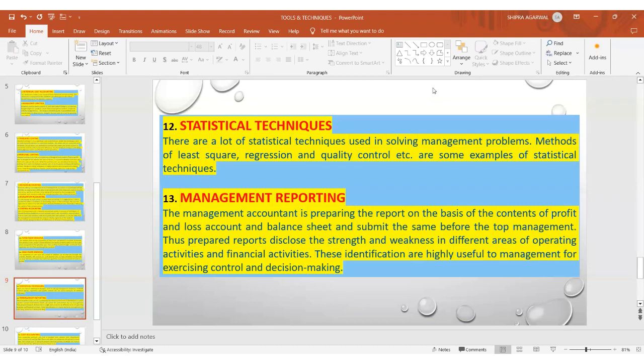The next one is management reporting. In management reporting, continuous reports are to be prepared. The management accountant keeps on preparing reports on the basis of the contents of the profit and loss account, the balance sheet, and even the work reports of the people working in the organization. Then he keeps on submitting them to the people and to the top management. These reports disclose the strengths and weaknesses in different areas of operating activities and financial activities, and also how far we are from achieving the organizational objective, so that based on this, the organizational people can take the relevant decision and actually come to know where we stand.